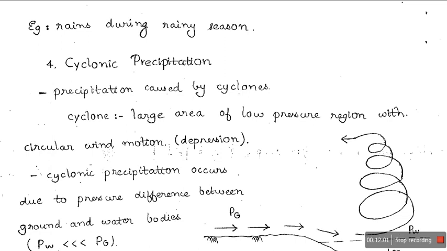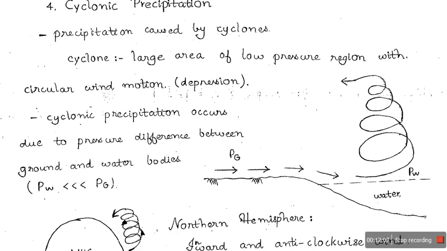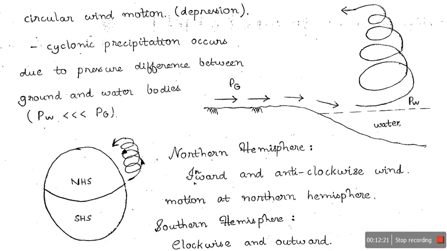And cyclonic precipitation, we all know, is precipitation caused by cyclones. A low depression is formed inside the sea, then it comes onto the land, and simultaneously the rain will occur due to the pressure difference between the ground and the water bodies. If low pressure occurs over the water, then it will cause a cyclone.